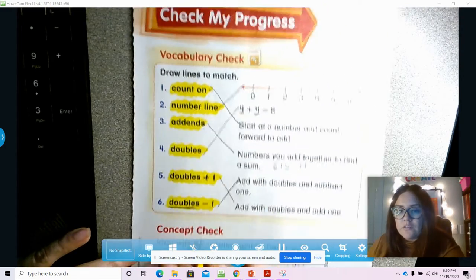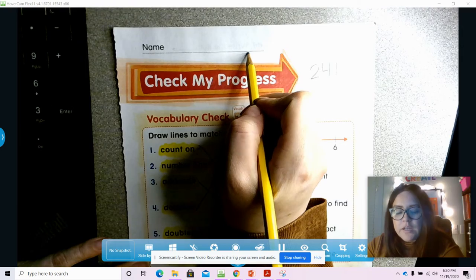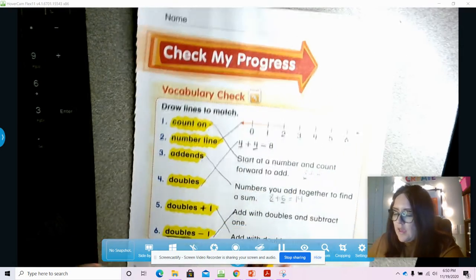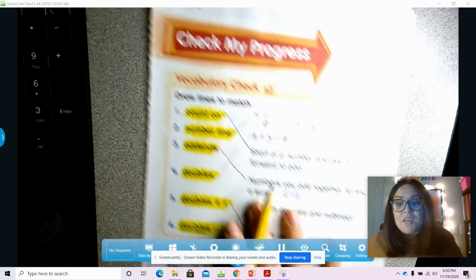You're going to take a picture of your finished work. Don't forget to put your name, always, always, always, and then you're going to turn in your work. All done.